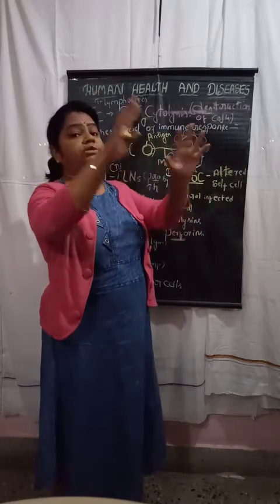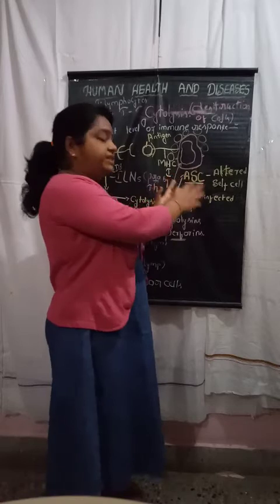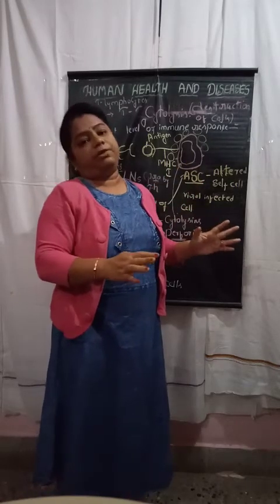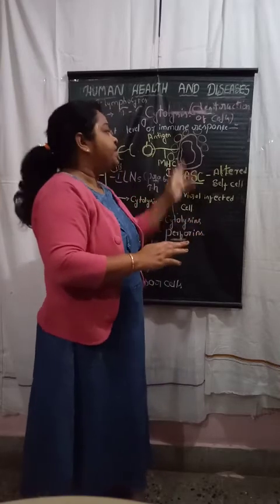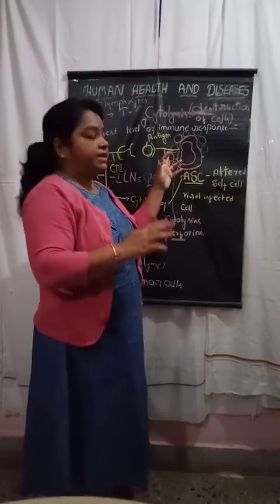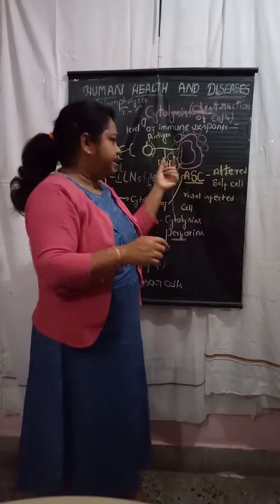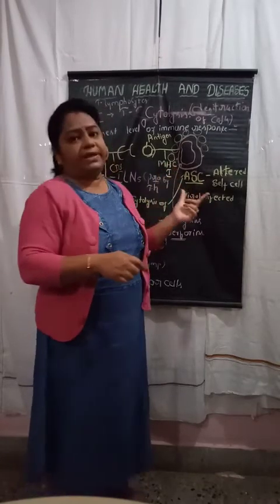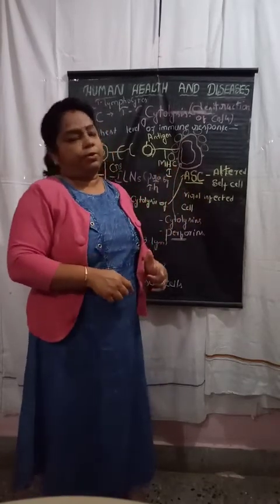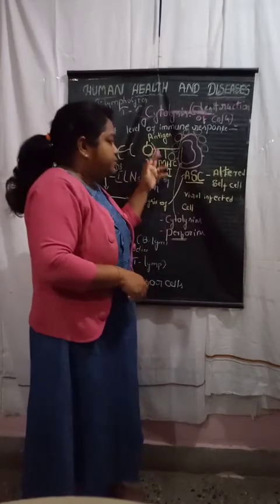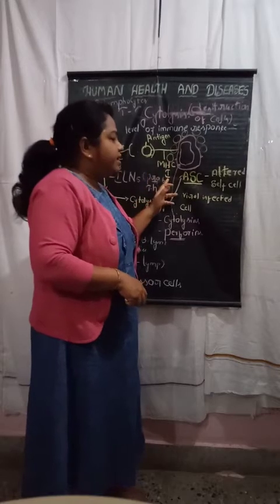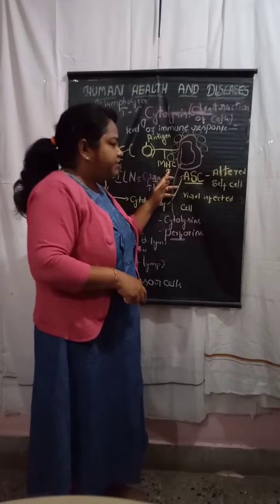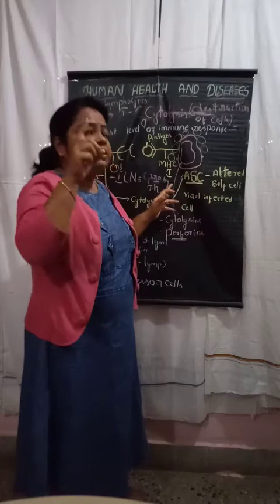Out of those tissues, only these cells we call altered self cells, the infected cells. On those self cells, on the surface, the MHC complex 1 is present. Okay, so this is the altered self cells, the viral infected cells, having the surface marker MHC class 1.